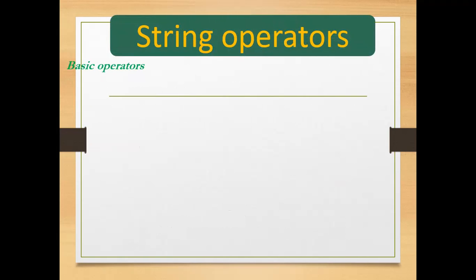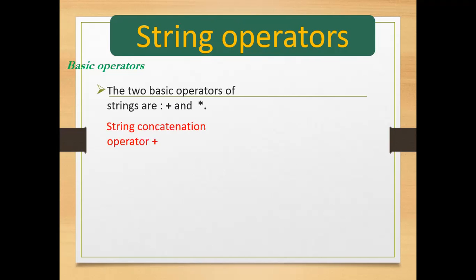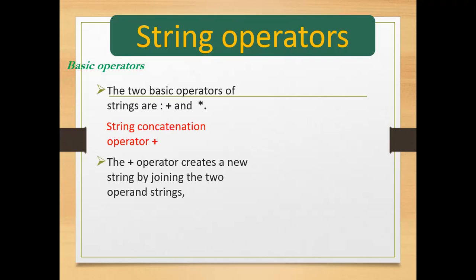Then we learned about some basic string operators. The two basic operators that we had learned were concatenation and replication. The string concatenation operator is plus, and it creates a new string by joining two operand strings. So if I already have the word tea inside a string and I say plus pot, the word will become teapot without any space between it.